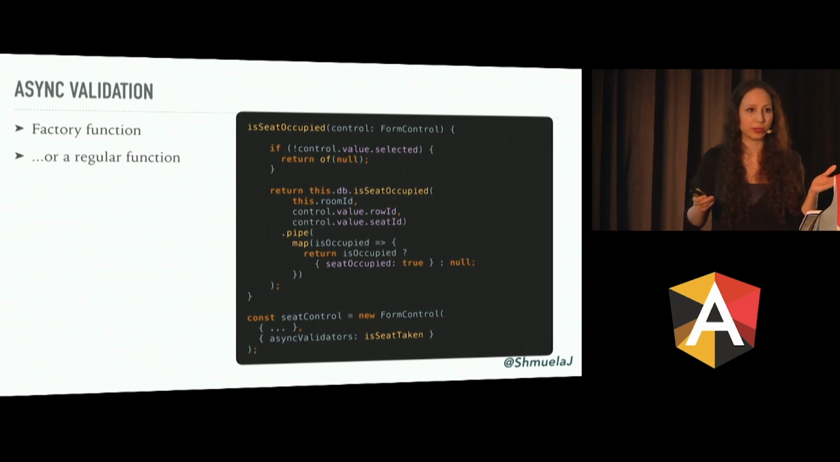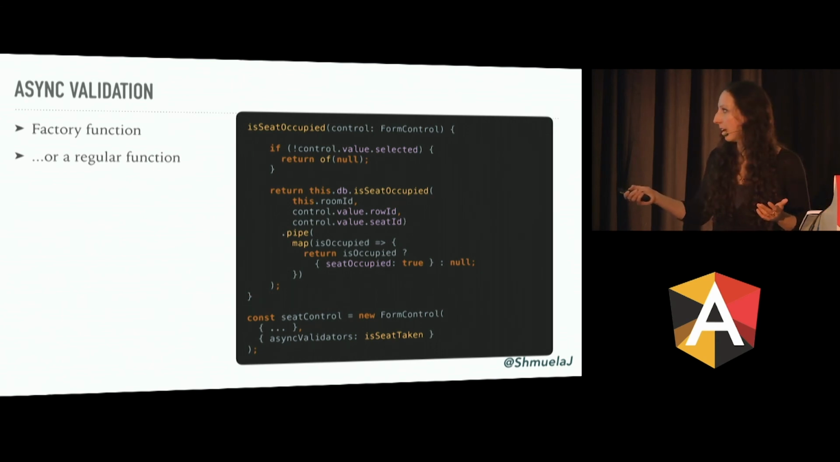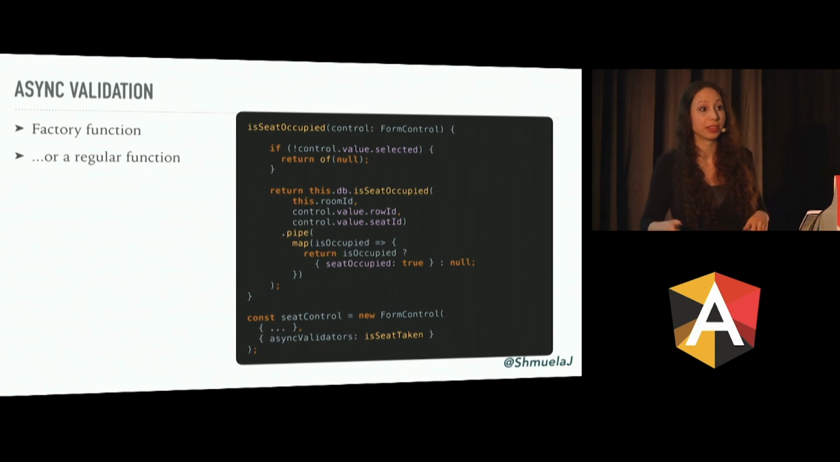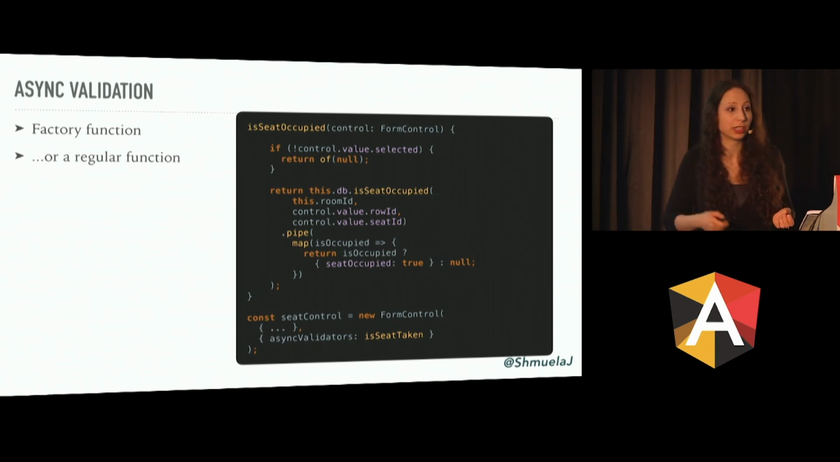And then we're getting the result. So we're getting an observable of yes, occupied or not, and we're mapping it to either null if everything's okay, or an error object, seat occupied, true, or maybe not true, but with the data about the seat that is occupied. If you want, you can add here whatever you want.